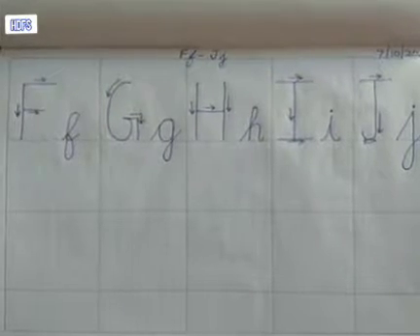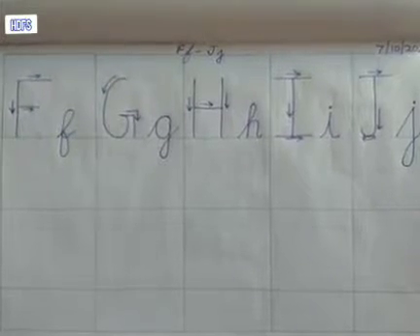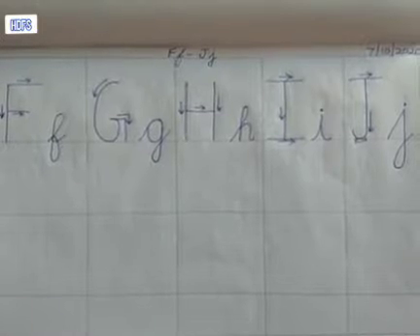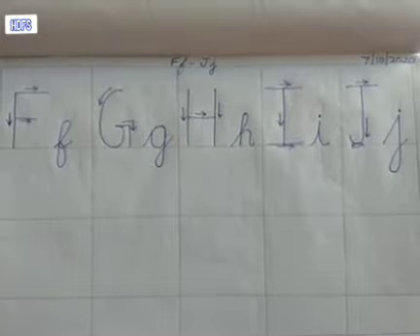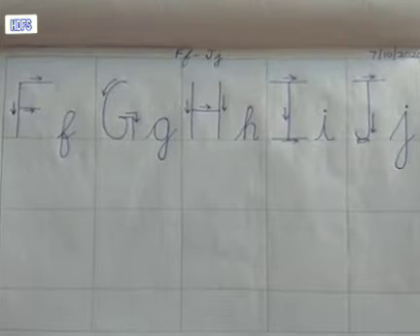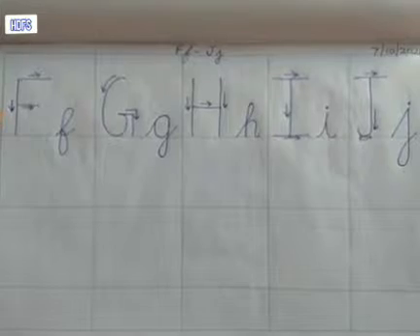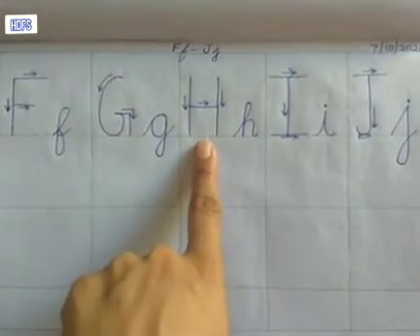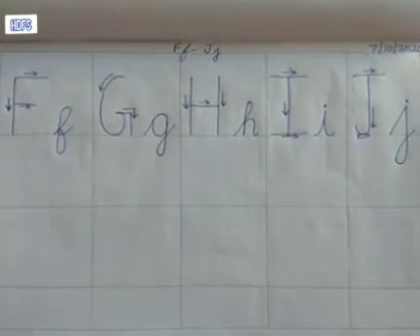Yes, so in the previous week, last week, we had learned how to write capital letters starting from A to E. So we learned how to write A, B, C, D, E in alphabetical order. Yes? So continuing, we are going to learn to write F, G, H, I, J. So these are the names of the letters.